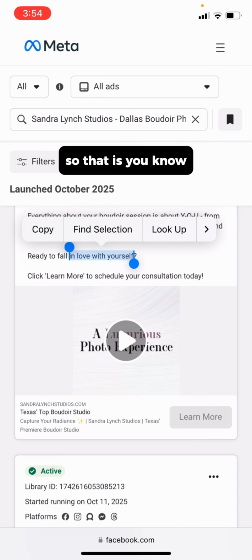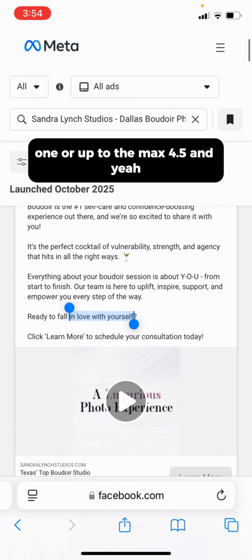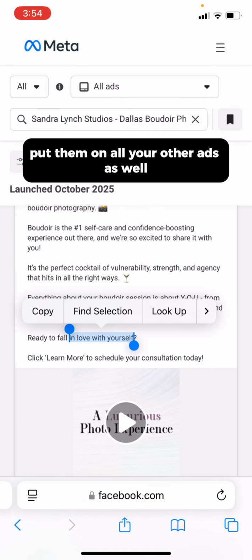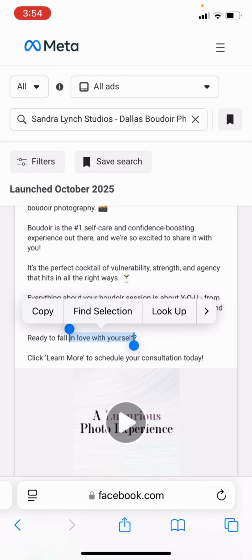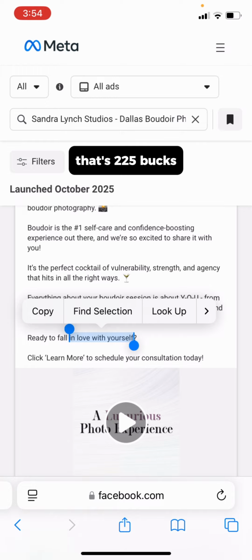So you can choose as many as you want, 1 or up to the max 4.5. And yeah, you can take these fixes and put them on all your other ads as well, but this quote is for 1 ad. And so if you wanted the maximum fixes, that's $225.